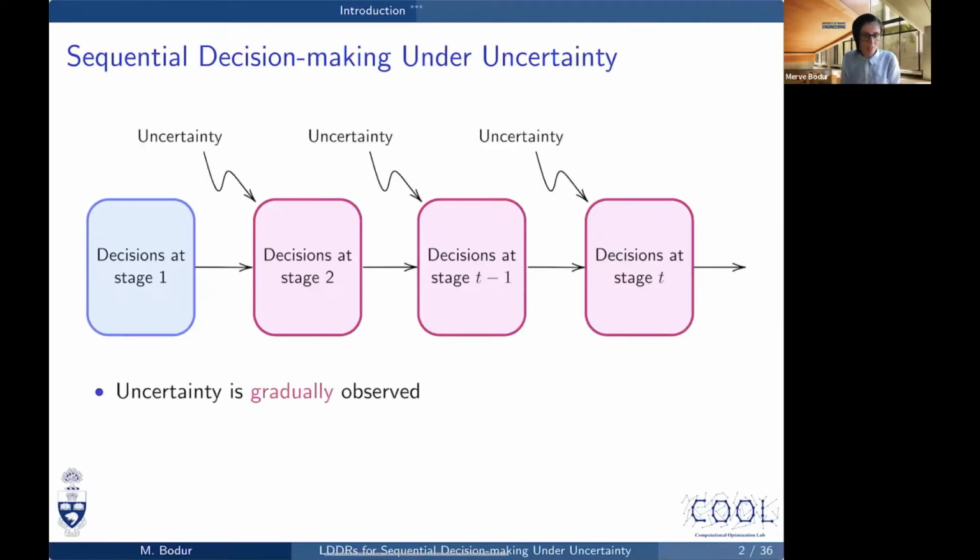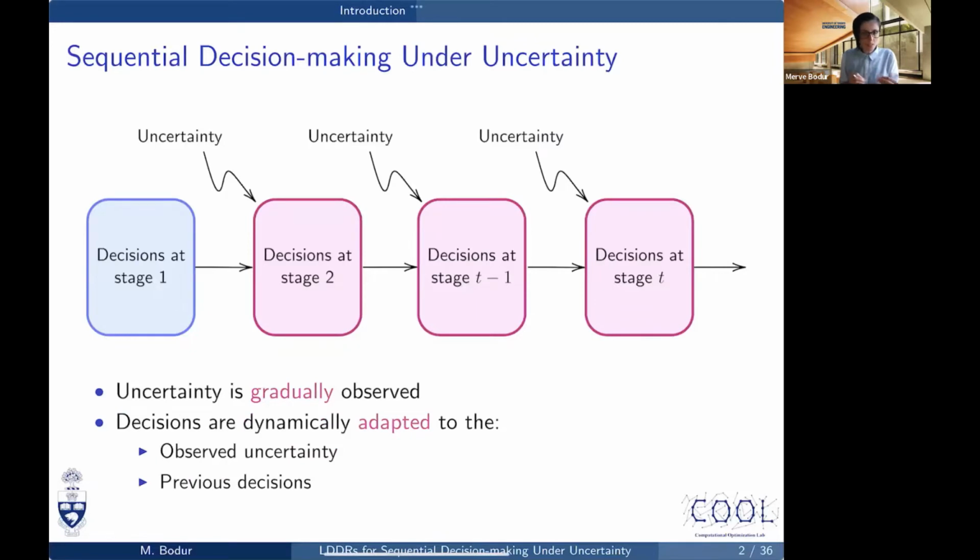But that's not all about the setup. We also have this uncertainty that impacts our whole system, and this uncertainty is gradually revealed to us over this planning horizon. So we are supposed to make our, let's say, stage t-1 decisions, and then we observe a new set of random variable observations. Uncertainty is revealed to us, and we continue with our next stage t decisions.